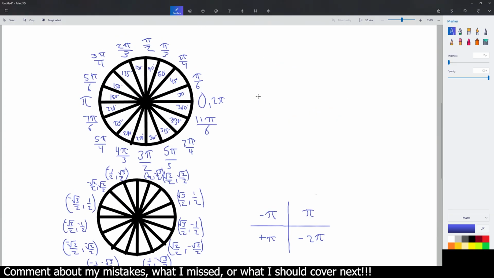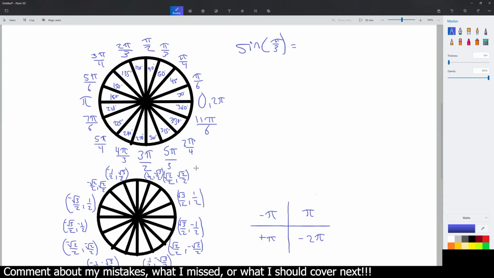Okay, and we are back again. Okay, so now I'm going to show you how sine and cosine and also tangent applies to the unit circle. So let's say we have pi over 3. Okay, what can we do with that? If we had the sine of pi over 3, what would this equal?